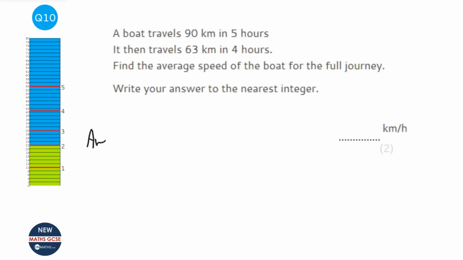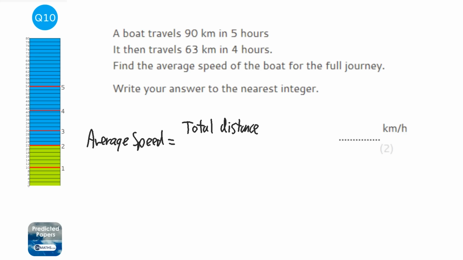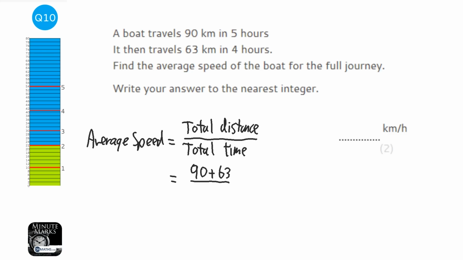Okay, so key formula for this one is average speed is total distance over total time. And if you know that, then this question becomes a lot easier. The total distance is the 90 plus the 63. The total time is the 5 plus the 4. So that would be 153 over 9, which is 153 divided by 9, which is 17 kilometers per hour.